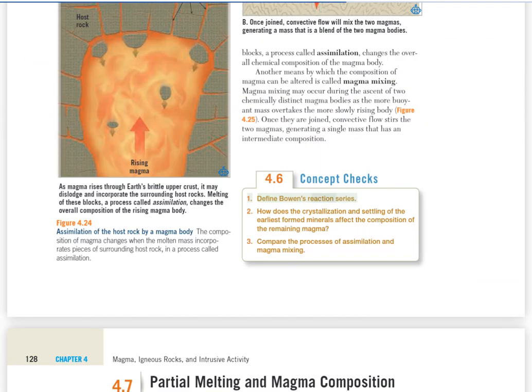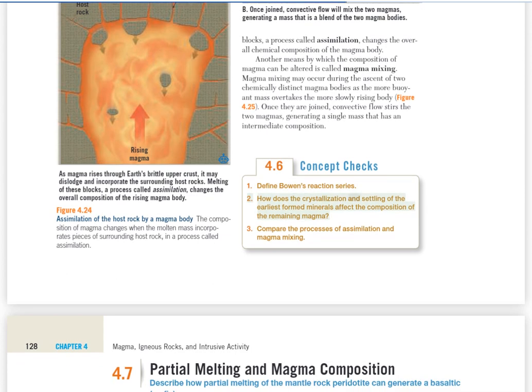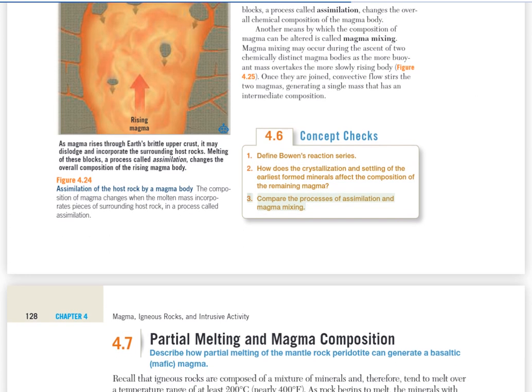1. Define Bowen's reaction series. 2. How does the crystallization and settling of the earliest formed minerals affect the composition of the remaining magma? 3. Compare the processes of assimilation and magma mixing.